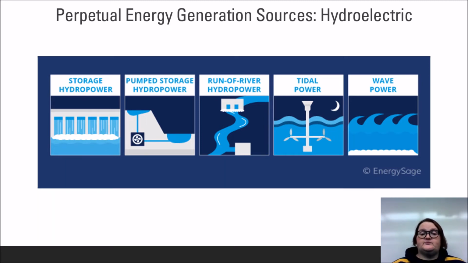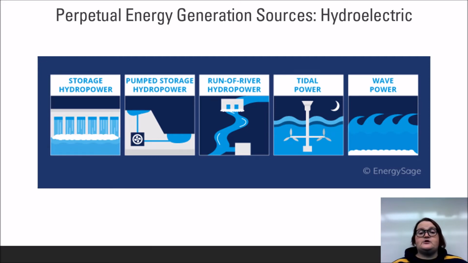Run-of-river hydropower places a turbine or a set of turbines in the flow of a river, typically in the portion with the swiftest and most consistent flow, to ensure the maximum amount of energy generation on the most consistent basis.